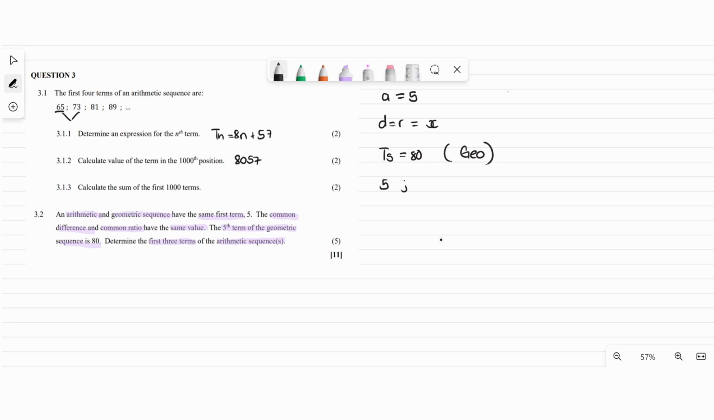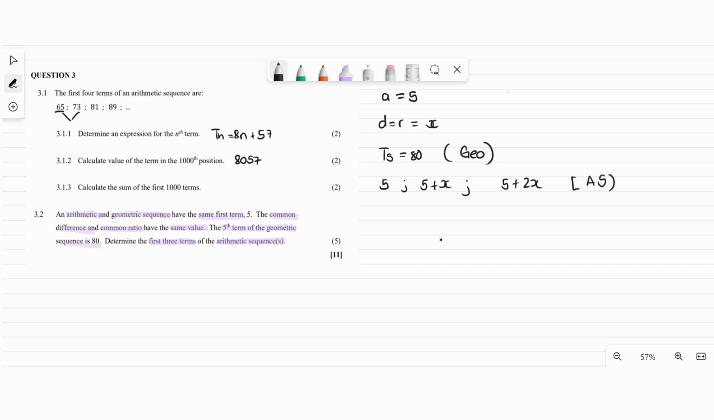In our case, our difference is x, so it's going to be 5 plus x. Then for the third term, it's going to be this term plus x again, so it's going to be 5 plus x plus x, making it 5 plus 2x. So let me write it like that. This one is 5 plus 2x. And this is going to be our arithmetic sequence, so I'm going to call it AS.